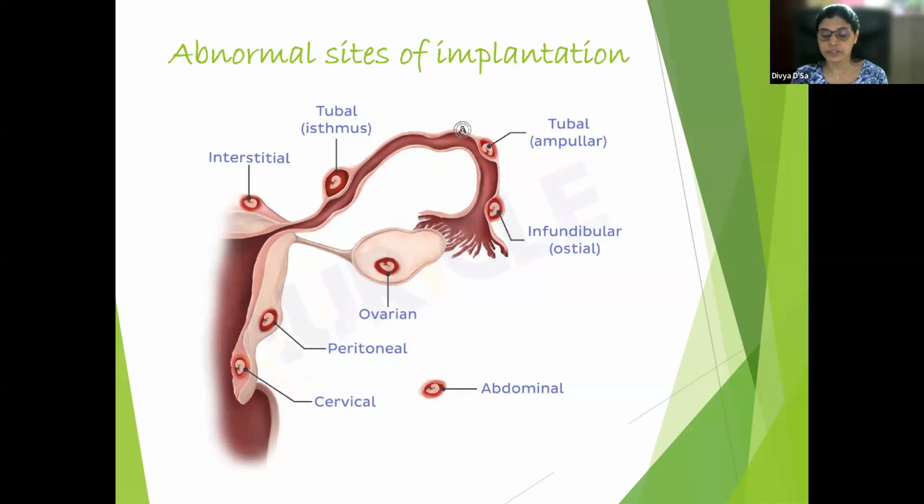Whereas extrauterine means outside the uterus, where it can get implanted. One is in the abdominal cavity. Usually it gets embedded within the peritoneal lining of the recto-uterine pouch, that is between the uterus and the rectum. Sometimes it can get implanted in the mesentery. In the ovary, which we call ovarian implantation, it can also happen. So those are the abnormal sites of implantation.